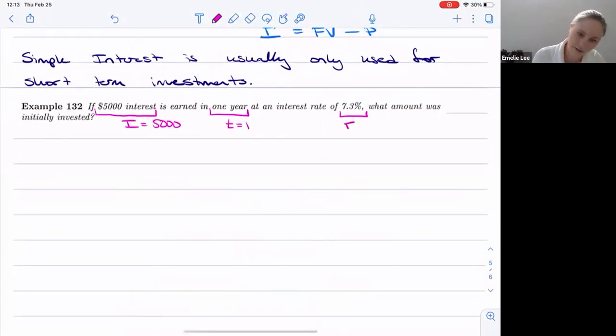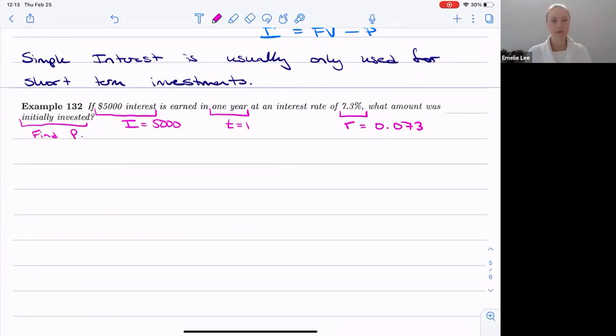So my R, the interest rate, is going to be 0.073. And then it's asking what amount was initially invested. Well, the amount that was initially invested, we want to find P.